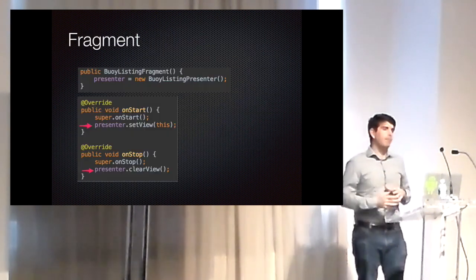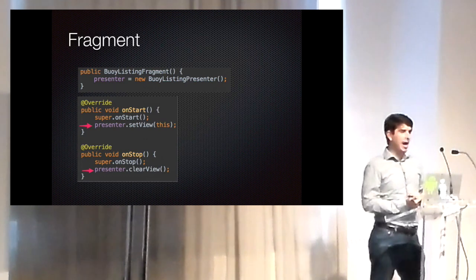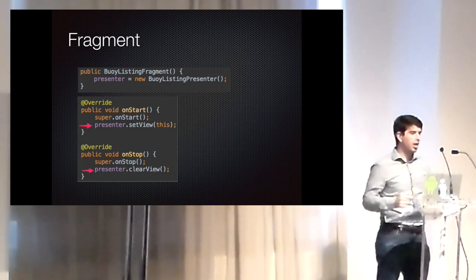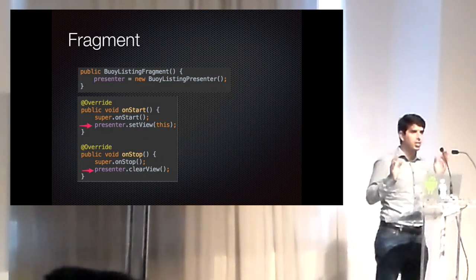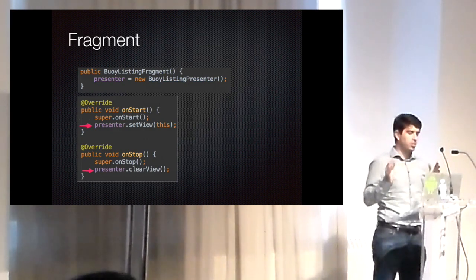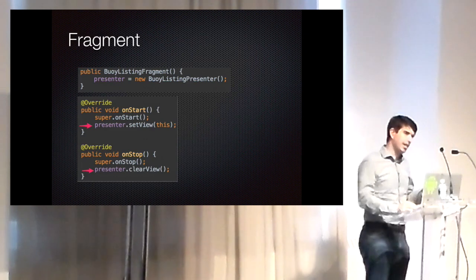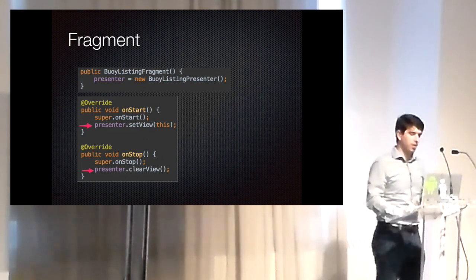So, in your fragment, I generally create the presenter right off the bat. Write the constructor before you even get to onCreate. And then you can use onResume, onPause, onStart, onStop, whatever your system is, you need to set the view of the presenter to point to the fragment so it's aware of it. So that's the connection from the perspective of the fragment on the lifecycle.